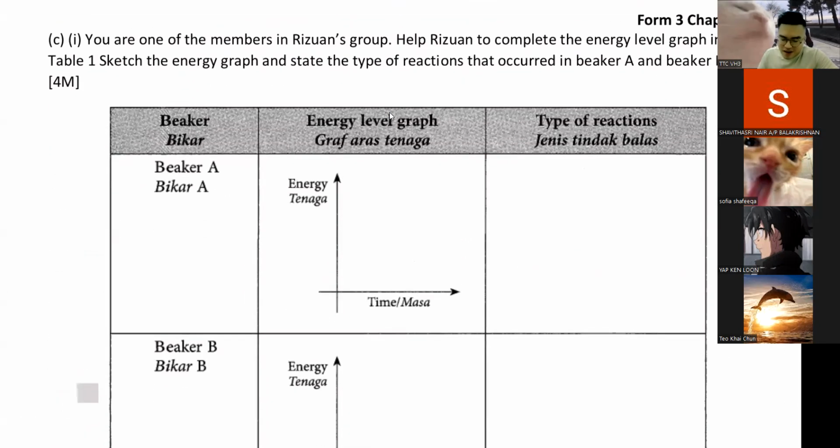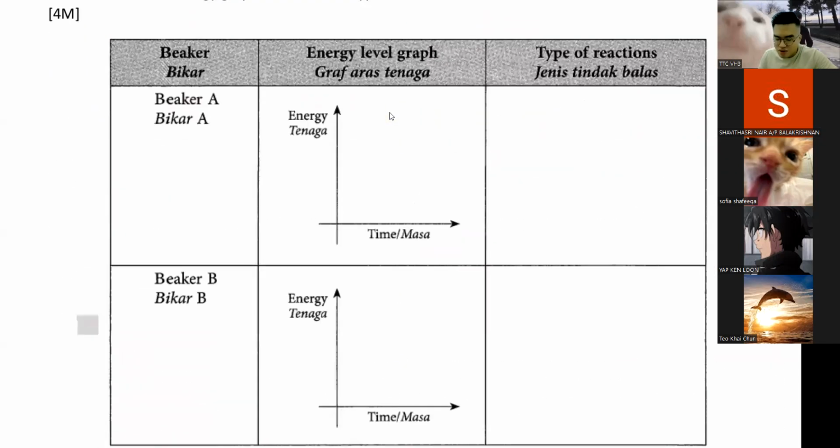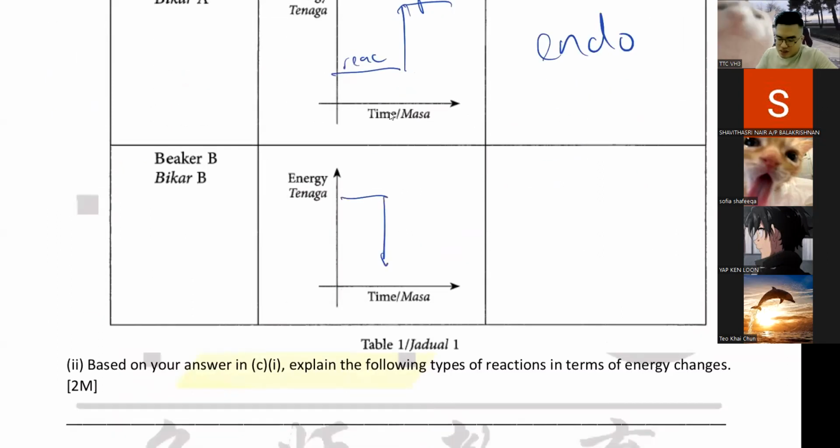So what about the graph? Guys, for A, is the energy level going down or is it going up? A is endo. Endo is going up, because I absorb energy. I have more now. So reactant and product. So endo. So this one is decrease, reactant and product. And this is exo.